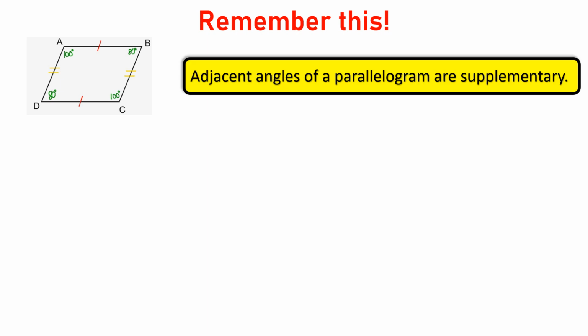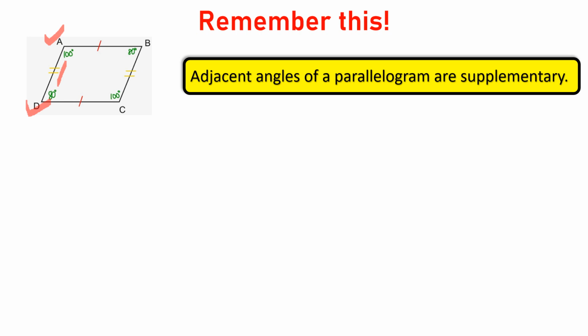Remember this. First property is adjacent angles of a parallelogram are supplementary. Supplementary means addition of those adjacent angles must be 180 degree. Observe the diagram. In the diagram, angle A and angle D are supplementary angles. How? Because addition is 180 degree. 100 plus 80 is 180 degree.